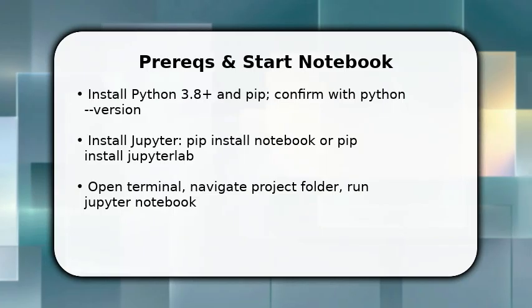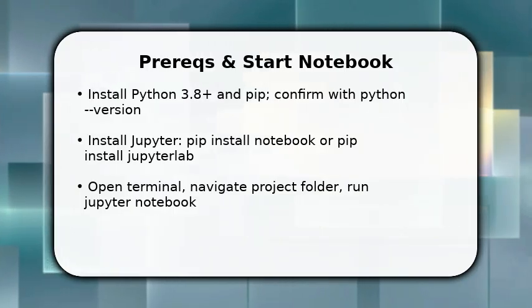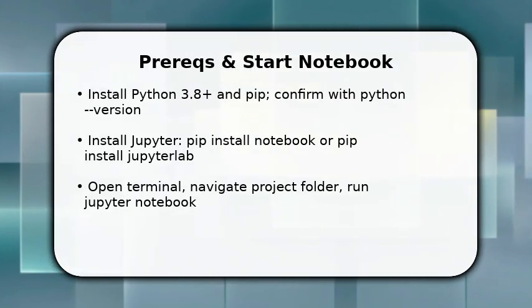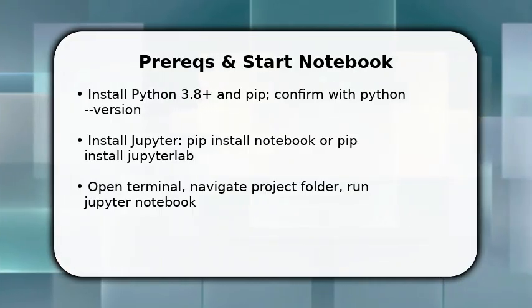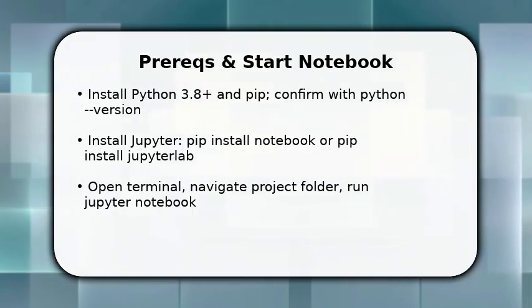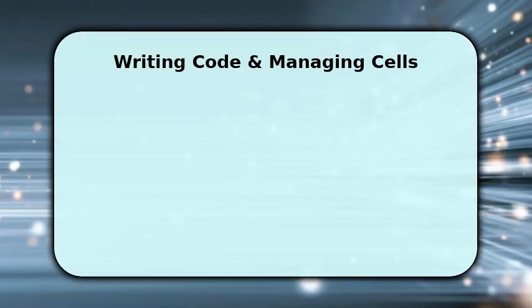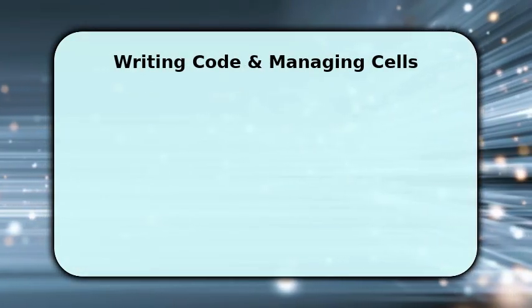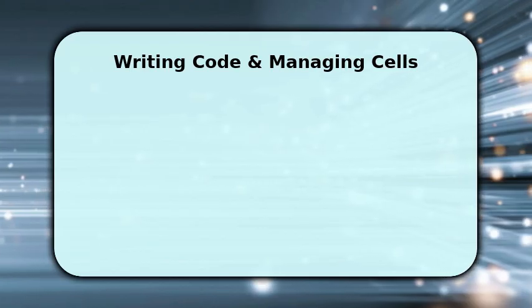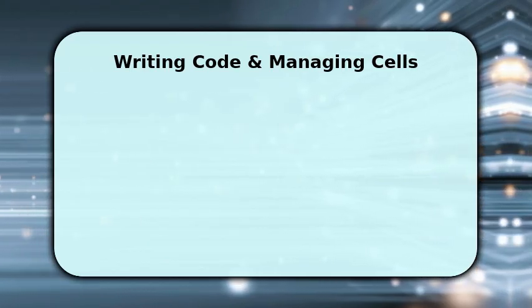If you use virtual environments, activate the environment before starting Jupyter so kernels match installed packages. This prevents package mismatches and keeps reproducibility. You'll alternate between writing code and documenting with Markdown. Start with a brief plan in a Markdown cell, then implement functions in small code cells to keep outputs manageable.